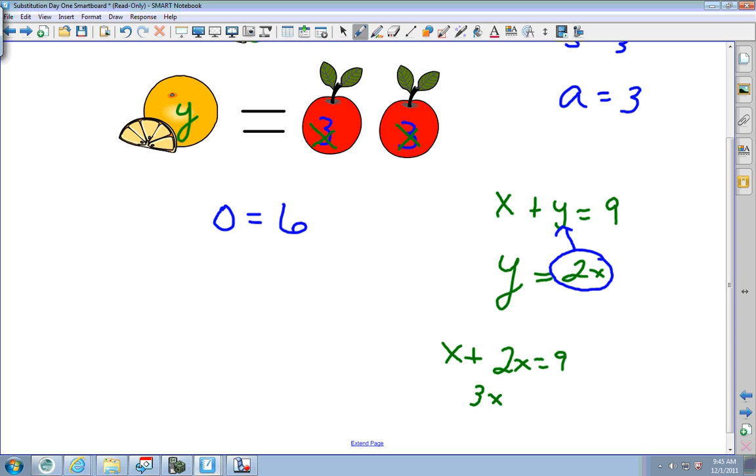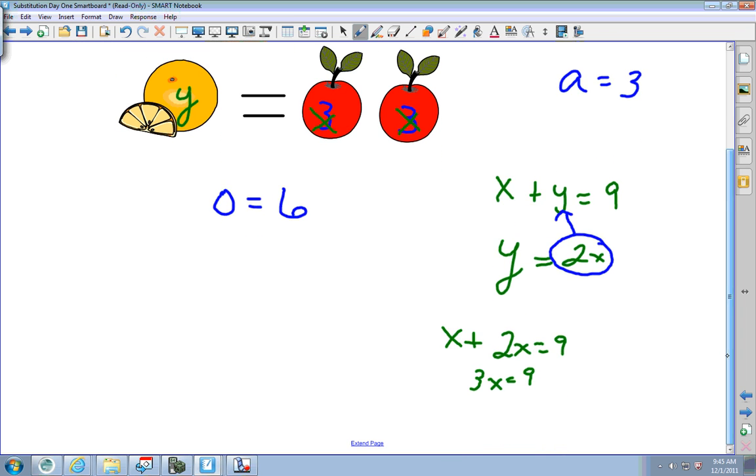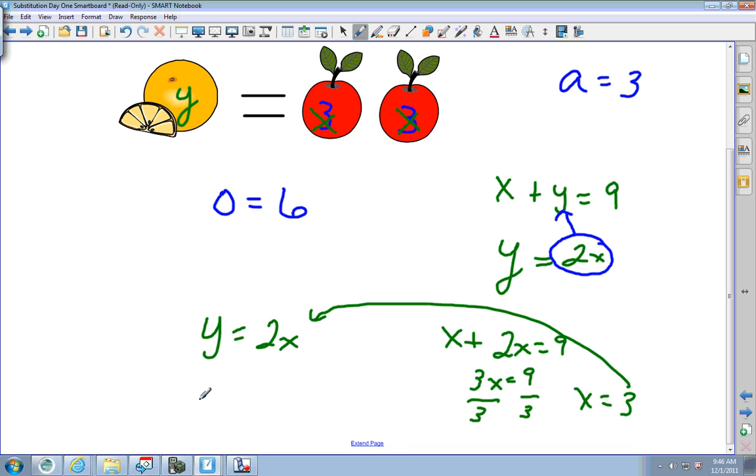That says 3x equals 9. That's what I have right there, right? 3a, 3x, same thing. Divide by 3. X equals 3. Now, if I take this equation, y equals 2x, x is 3, and put that in there. Y equals 2 times 3. Y equals 6. Isn't that what I just got right here?